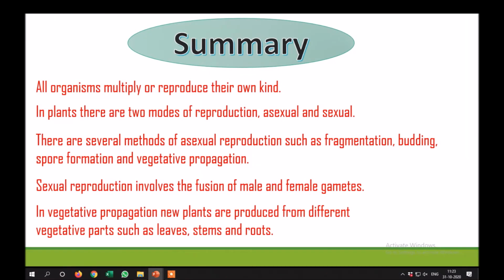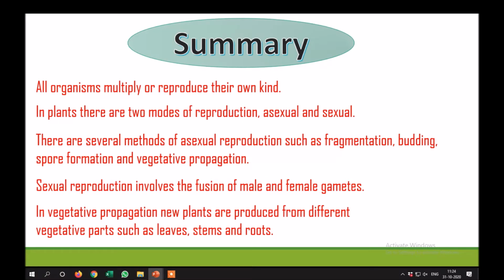Before starting with the chapter, let's do the summary of the chapter. All organisms multiply or reproduce their own kind. In plants, there are two modes of reproduction, asexual and sexual. There are several methods of asexual reproduction such as fragmentation, budding, spore formation, and vegetative propagation. Sexual reproduction involves the fusion of male and female gametes.